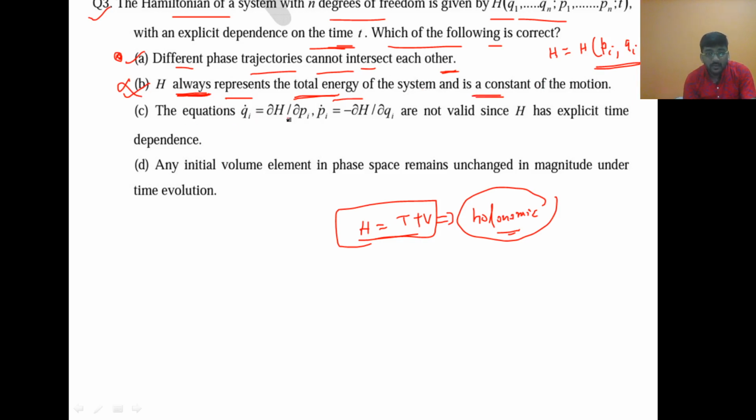And the equations qi dot is equal to del H del pi and pi dot is equal to minus del H del qi are not valid since H has explicit time dependence.